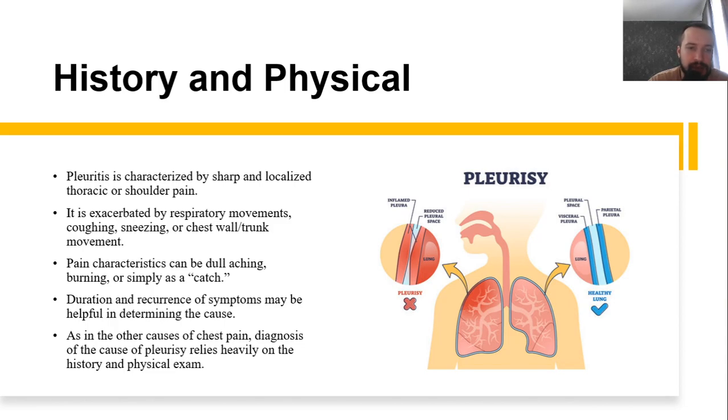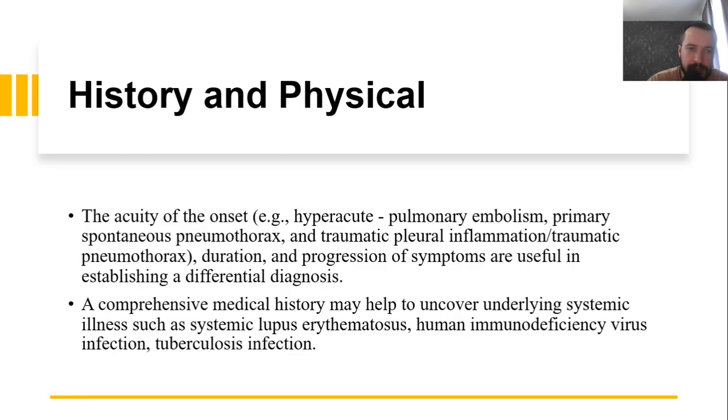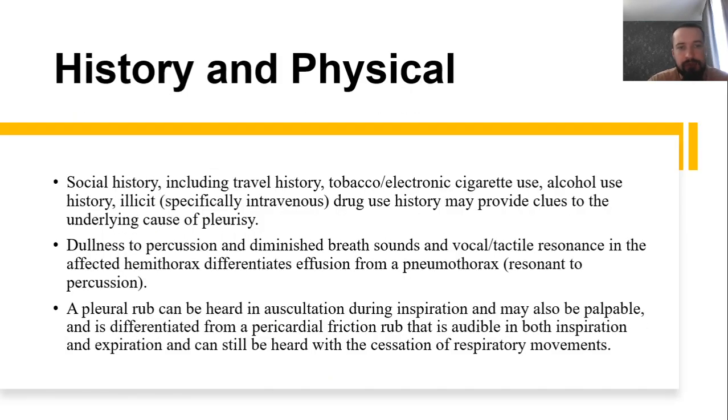As in the other causes of chest pain, diagnosis of the cause of pleurisy relies heavily on the history and physical exam. The acuity of the onset, duration, and progression of symptoms are useful in establishing a differential diagnosis. A comprehensive medical history may help to uncover underlying systemic illness such as systemic lupus erythematosus, human immunodeficiency virus infection, or tuberculosis infection. Social history, including travel history, tobacco, electronic cigarette use, alcohol use history, and illicit, especially intravenous, drug use history may provide clues to the underlying cause of pleurisy.